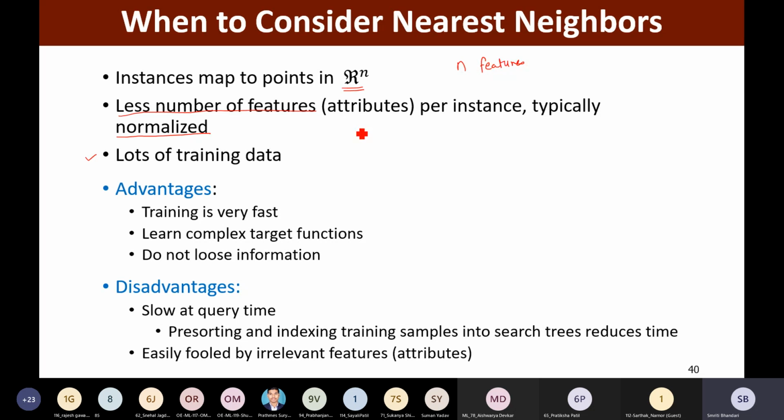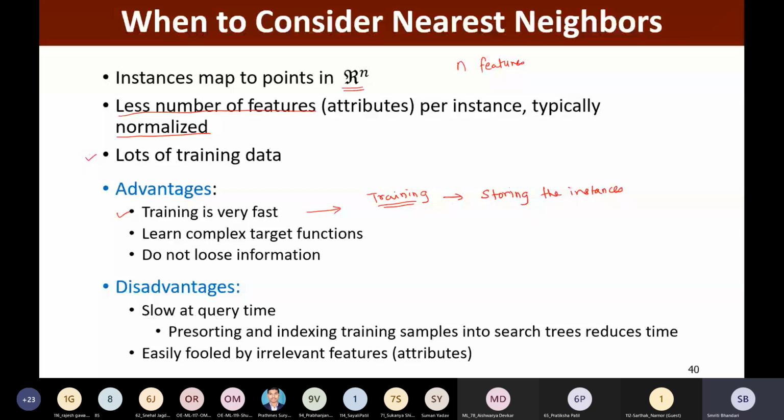Also, if we are having lots of training data, then also we should think of this nearest neighbor algorithm. The advantages of nearest neighbor algorithm are training is very fast. In fact, we are not having any kind of training. In our training phase of nearest neighbor algorithm, simply we are storing the samples.